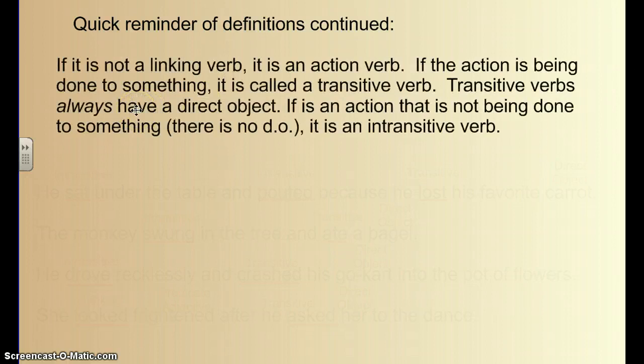If it's not a linking verb, it's an action verb. You already got this definition. The action is being done to something. It's called a transitive verb. And transitive verbs always have a direct object. That's the thing that is receiving the action. If nothing is being done to anything, then it's called an intransitive verb. In this case meaning not transitive. So a mnemonic reminder for you is transitive is like transferring an action to something else, which is your direct object.